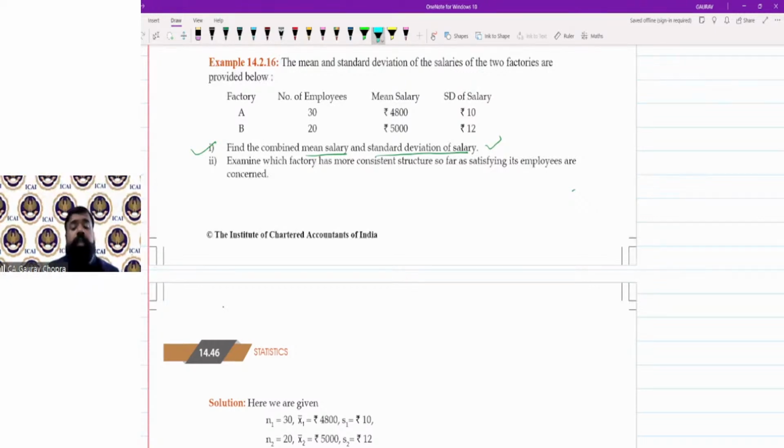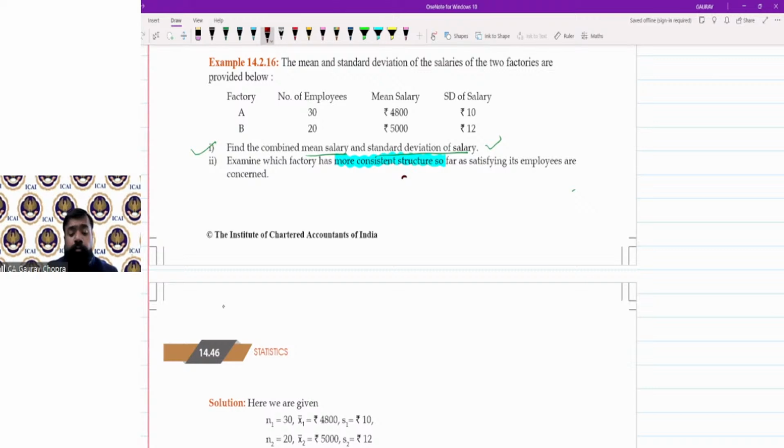Now, what is the thing here? We have to compare the two companies. We have to compare the salaries of two companies and find which has the more consistent structure so far. So here we have to do the consistency test. There is one simple rule which we have to remember here for consistency.